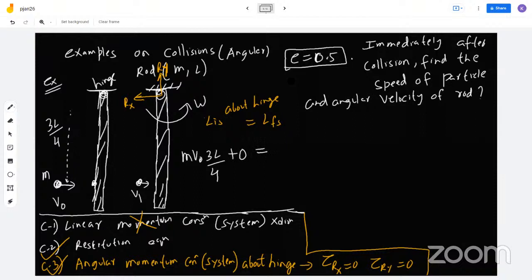Finally, just after collision, the particle's speed has changed: m v1 into 3L by 4, plus for the rod, fixed axis rotation, I omega. What will be the I about the fixed axis? The fixed axis happens to be at the end, so about the end it is m L square by 3, into omega. Okay, this is the first concept, and from this we get one equation.